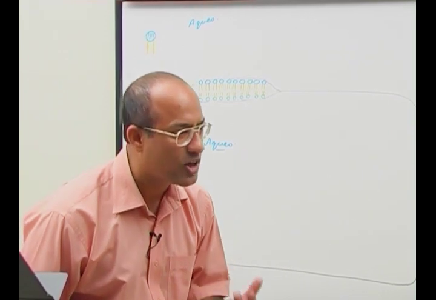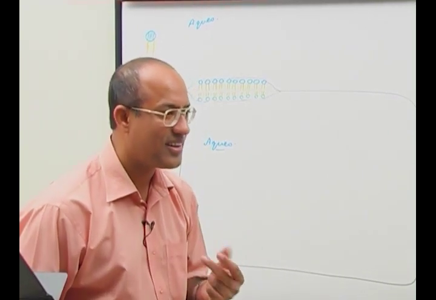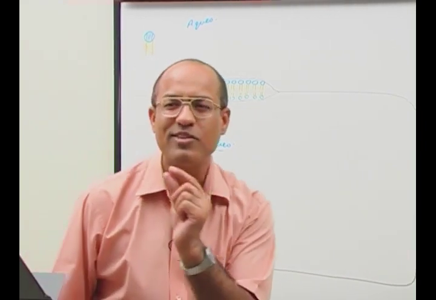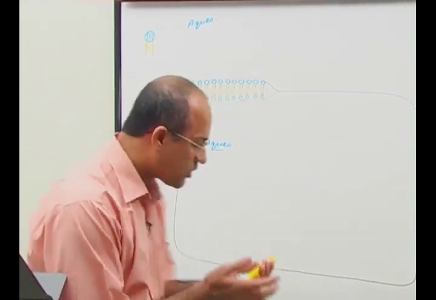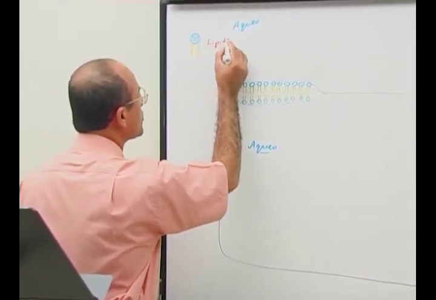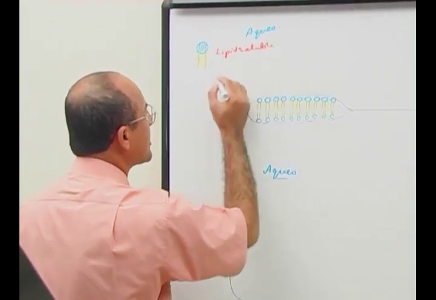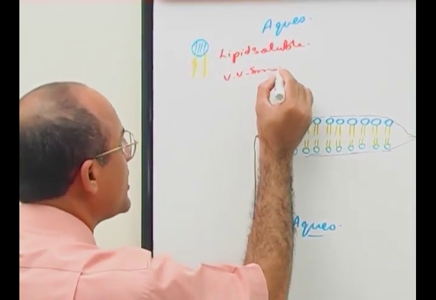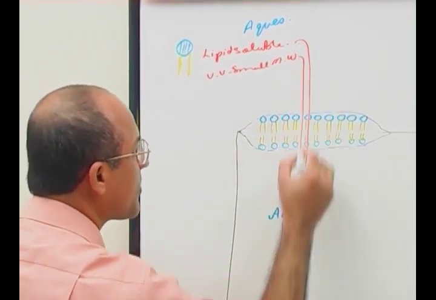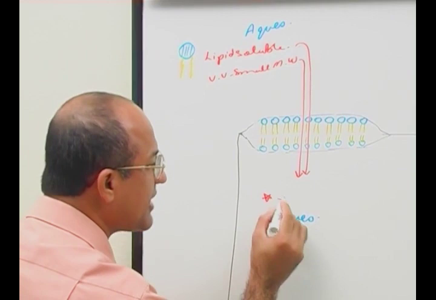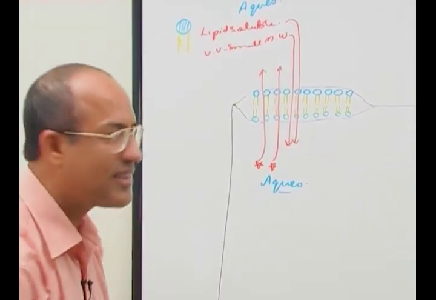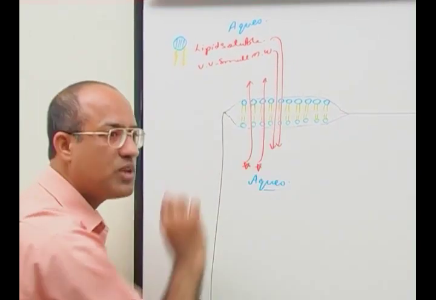Which substances can cross the cell membrane easily? Substances which are lipid soluble and substances which have very small molecular weight, right? So we can say that substances which are lipid soluble or have very small molecular weight can directly go into the cell, or if these substances are inside, they can easily go out. Why? Because they can dissolve into lipid and pass through it.